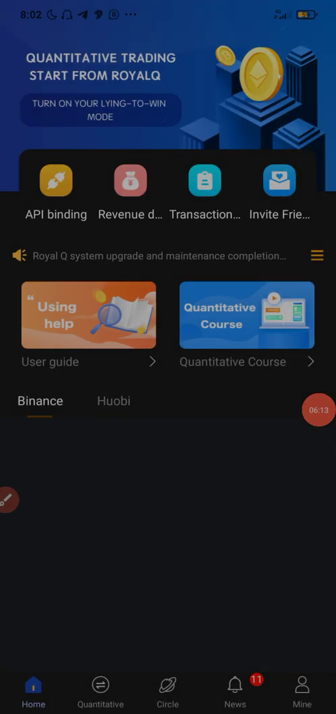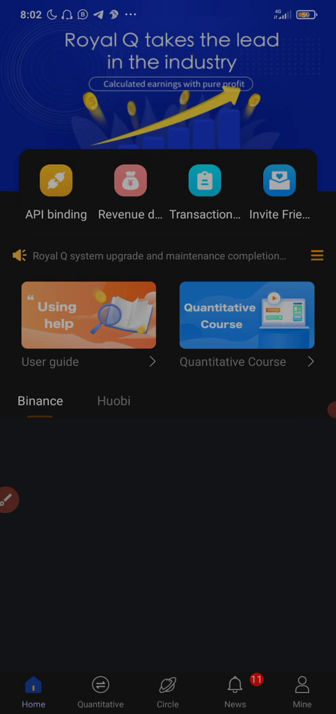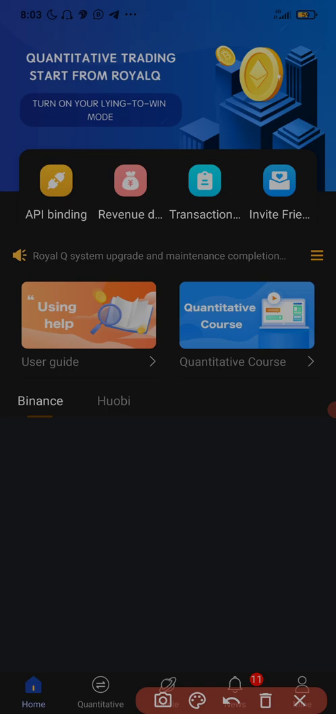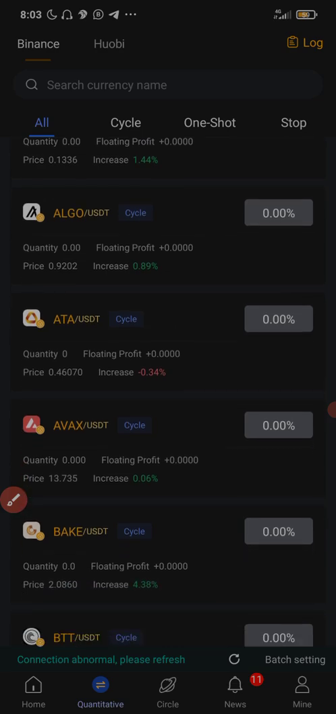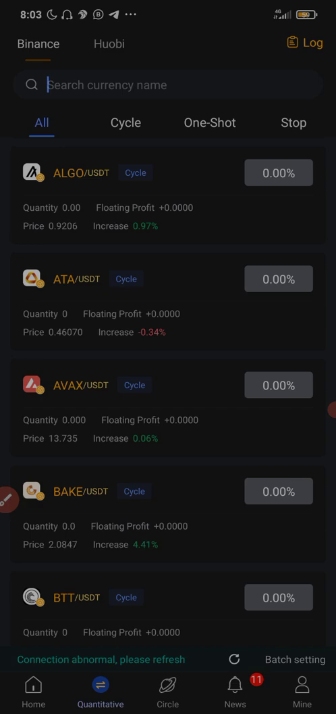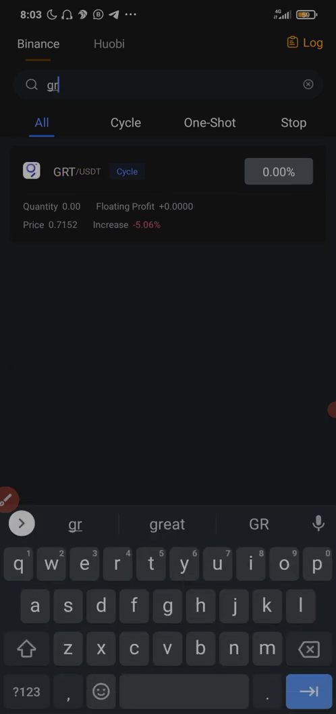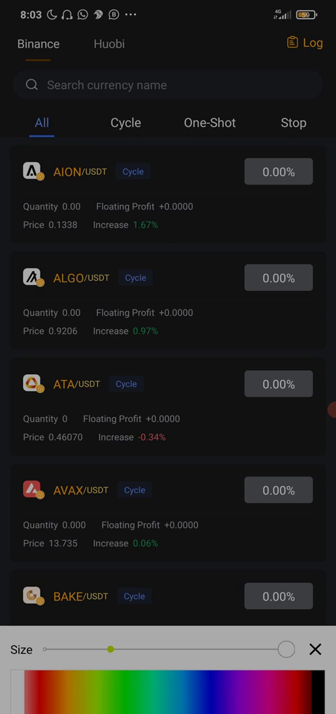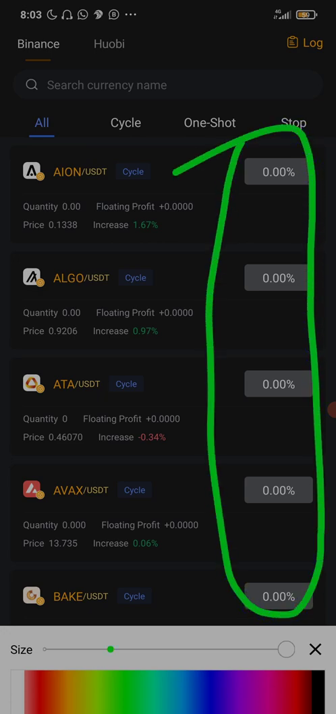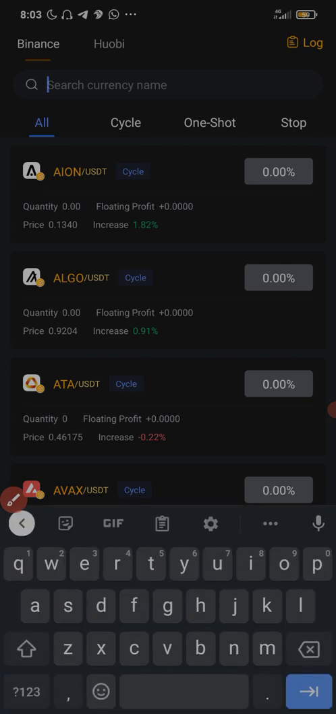So now let's assume I only have 100 USDT in my Binance account, and I want to set up a trade. I'm going to click on quantitative. With this quantitative, I'll be able to select the coin that I want this bot to trade for me. I'm going to be using GRT as an example. Take note, guys, you can see that the buttons beside those coins are gray, which shows that there is no trade going on. Immediately you set up a trade for any of the coins, it's going to be either red or green. Currently the button is gray. So now let's select GRT and set it up.